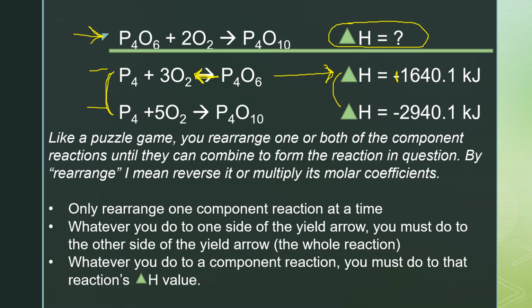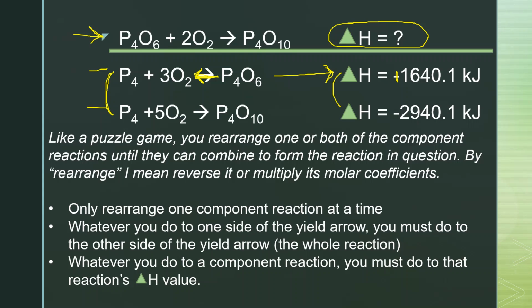And then after you reverse the component reaction, you combine these two component reactions to see if you get the reaction that we're studying, that we're investigating. Now here are the rules to the puzzle game. You can only rearrange one component reaction at a time. You can rearrange the component reactions as many times as it takes, but just do one at a time. Like, don't reverse both of them. Just reverse one of them and see if that fixes things. Don't reverse both of them and then try to combine them.